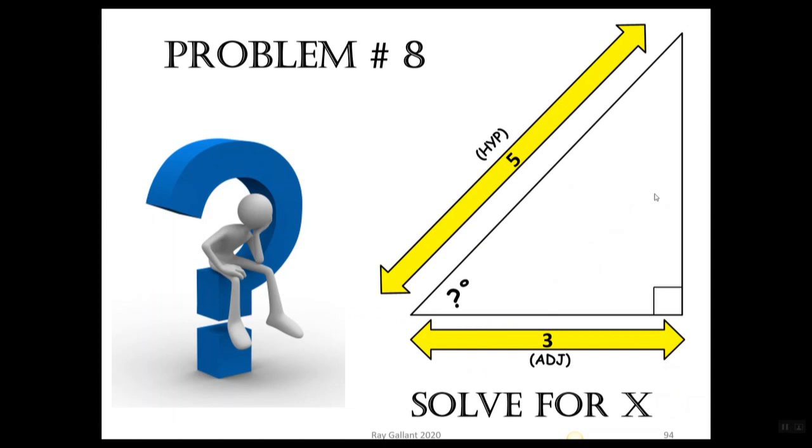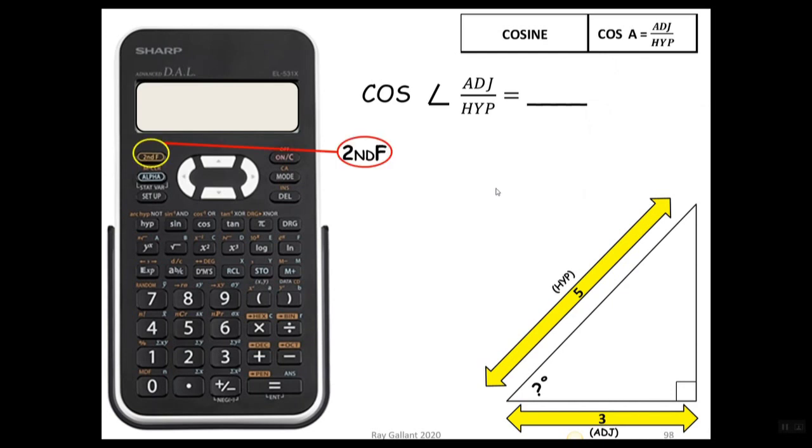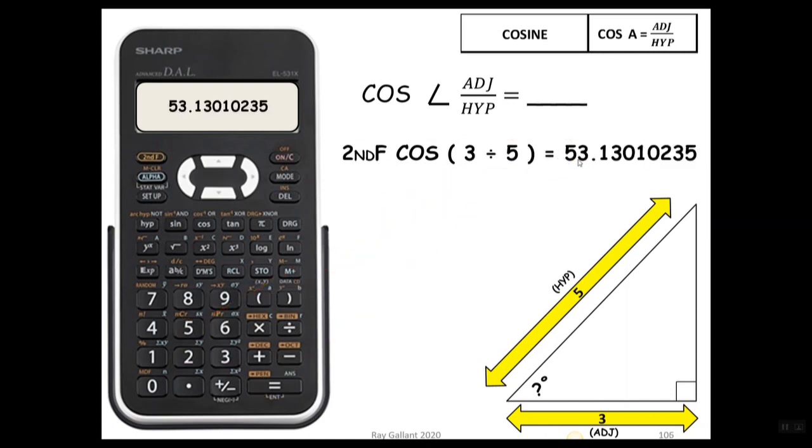Problem number 8. We have the hypotenuse and we have the adjacent, but we don't have our angle. So hypotenuse, adjacent, hypotenuse. We know that this is going to be cosine. So we're going to go second function, cos, bracket 3 divided by 5, bracket equals 53.1301. So we're going to second function this, DMS, degrees, minutes, seconds, and it comes out with 53 degrees, 7 minutes, and 48 seconds.